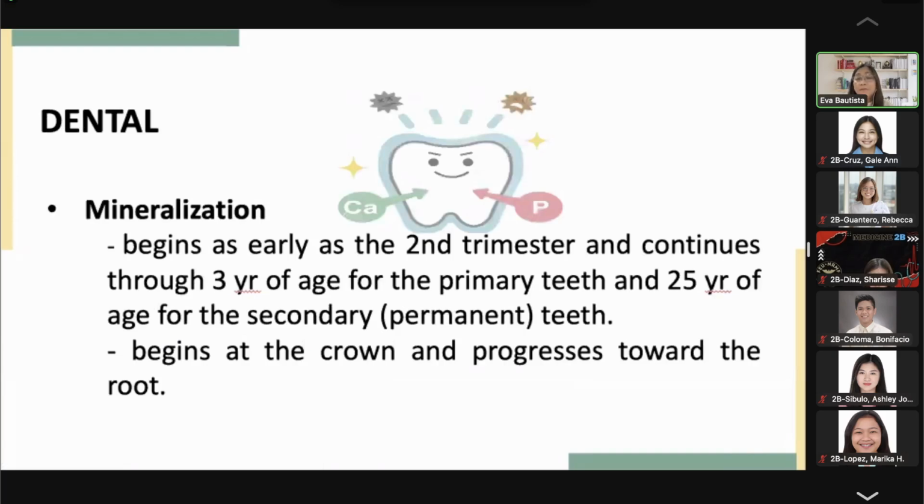So dental development includes mineralization and subsequent eruption and exfoliation. This begins in utero as well, and continues until the age of 25 for the secondary or permanent teeth, and until the age of 3 for the primary teeth. Mineralization occurs first from the crown down to the root.